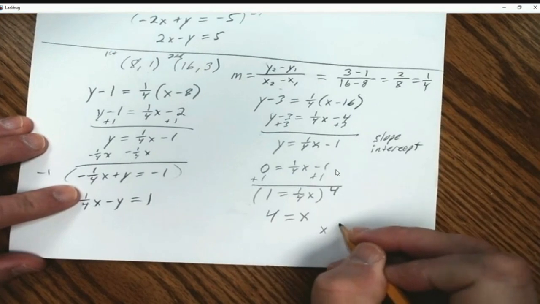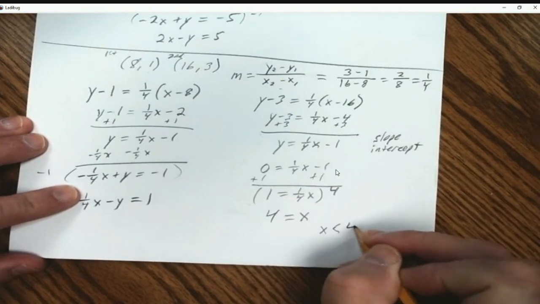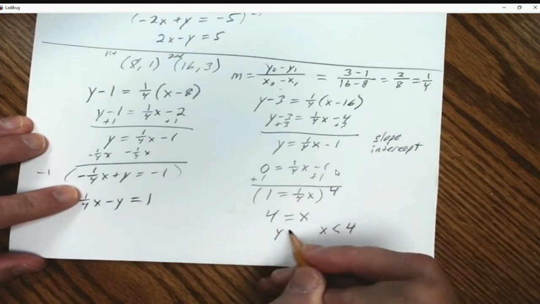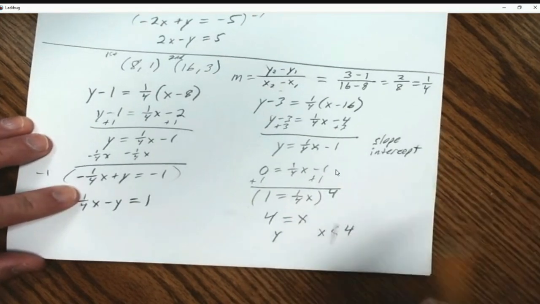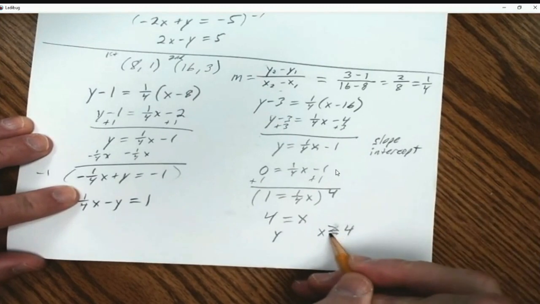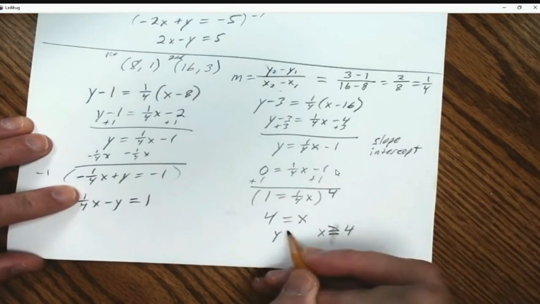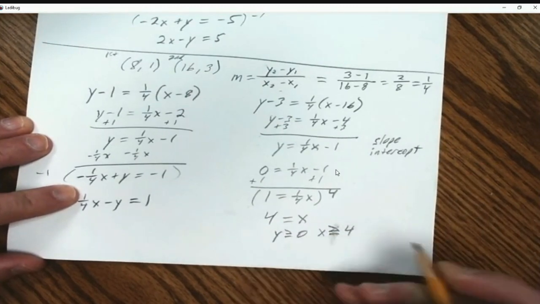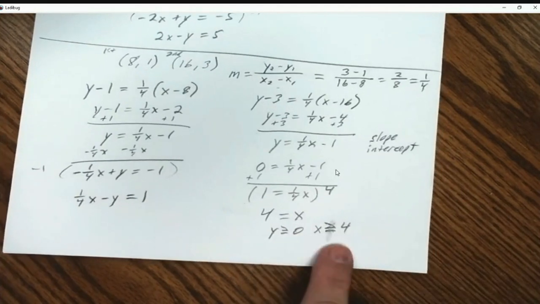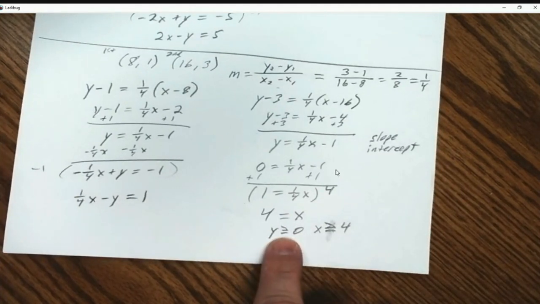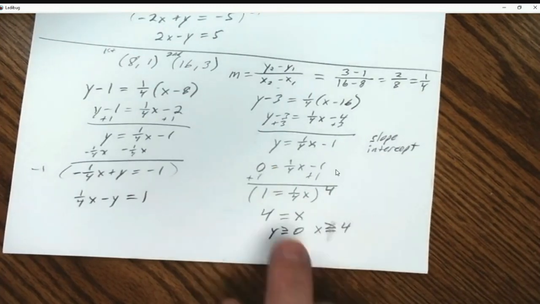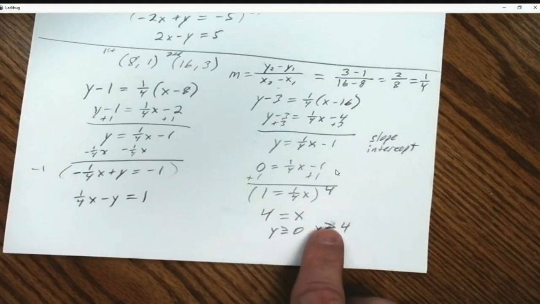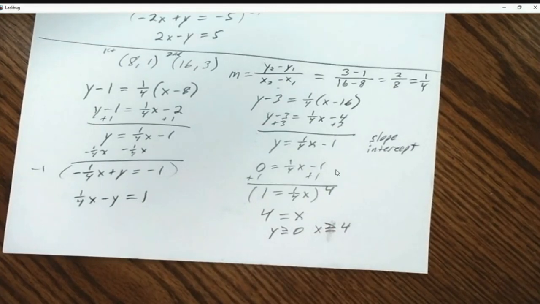X cannot be less than 4. Y has to be 4 or greater... and y has to be 0 or greater. Those are the restrictions. Y can't be less than 0, so it has to be equal or greater than 0. X can't be less than 4, because if it's less than 4, y is going to be less than 0. So x has to be 4 or greater.